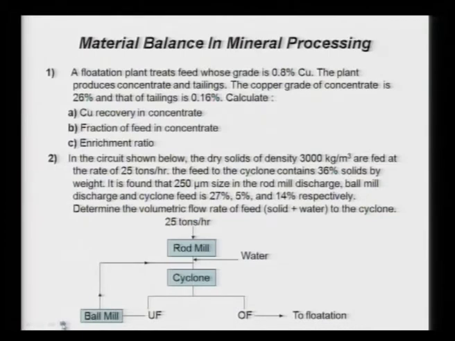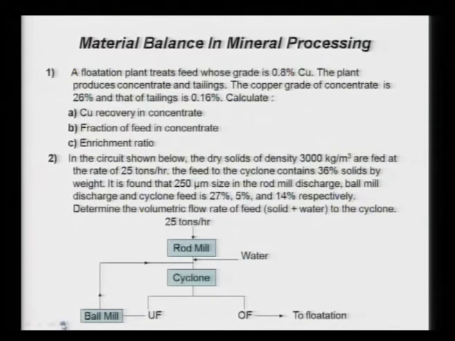It is found that 250 micron meter size in the rod mill discharge, ball mill discharge and cyclone feed is 27%, 5% and 14% respectively. That is what has been done. All the particles which are of 250 micron meter have been analyzed in the feed as well as in the rod mill discharge, ball mill discharge and cyclone feed, and their percentages are given. Determine the volumetric flow rate of feed. Feed means solid plus water, that is you have to find out the flow rate of water as well as that of solid.